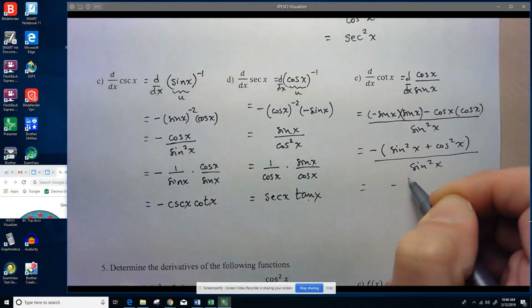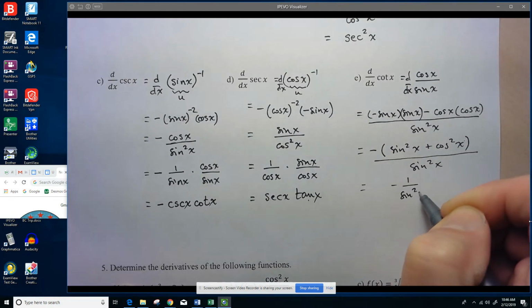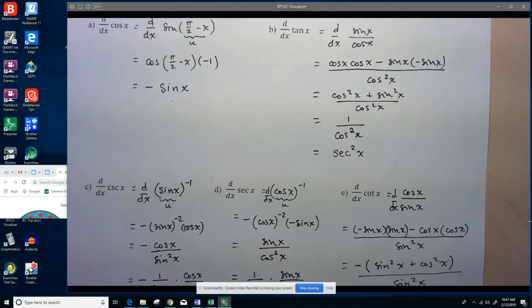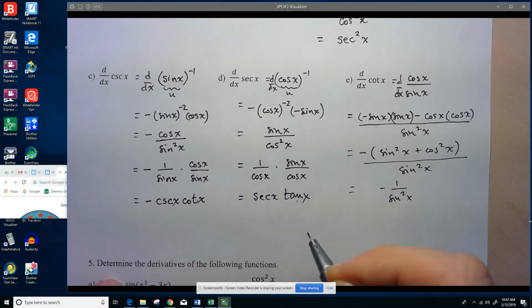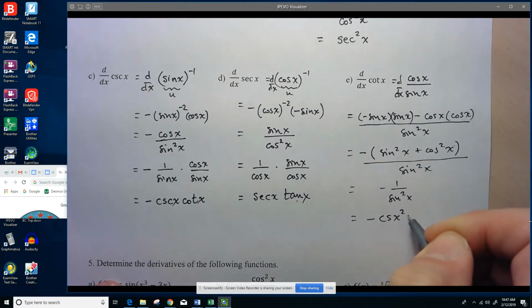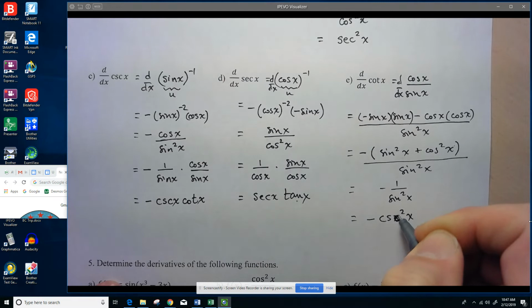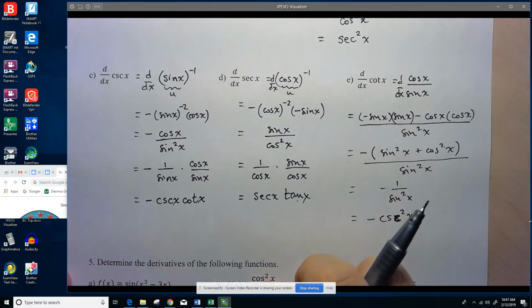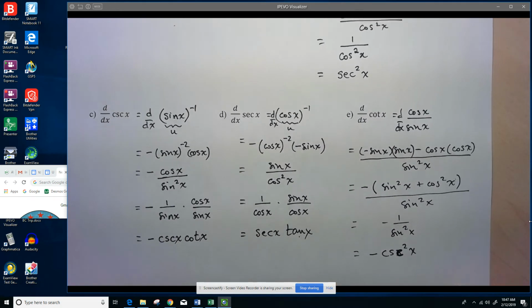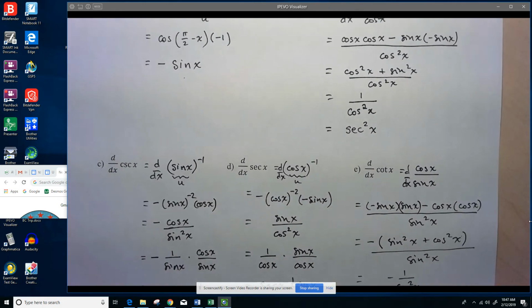Okay, so we're left with negative 1 over sine squared x, which can be written, and again, if you look at the derivative of tangent, I don't think this is going to be too surprising, equal to negative cosecant squared of x. All right, and so here we have the derivatives of all 6 basic trigonometric functions.